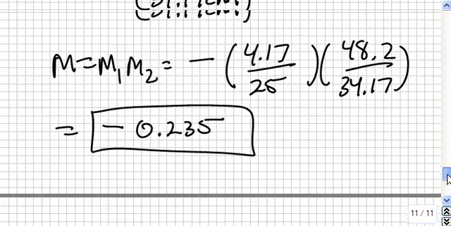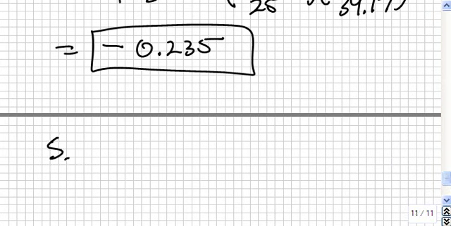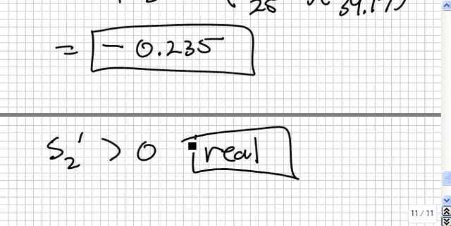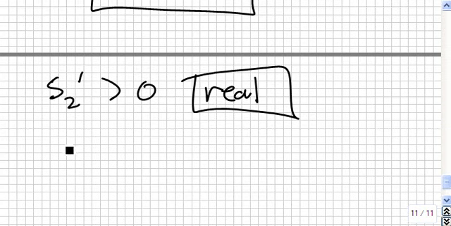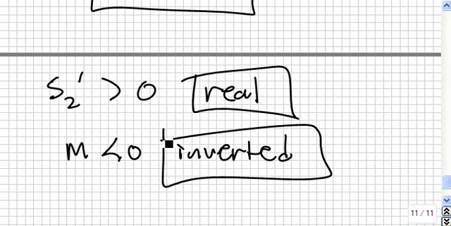Now, there were a couple other questions beyond this. One question was, is the image real or virtual, and is it inverted? Well, s2 prime, the image distance from the second lens, is greater than 0. Since this is the case, the image is real. Whenever I have a positive resulting image distance from the second lens, I'm going to have a real image. So we know the image is real. Is it inverted? Well, the magnification is less than 0. That means that the image is flipped or inverted. And so now we've calculated all the properties of the image: its position, its magnification, the fact that it's real, and the fact that it's inverted.